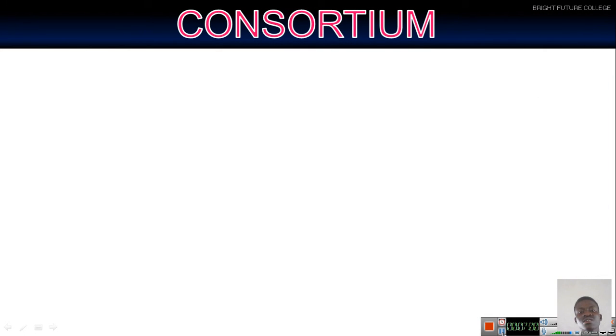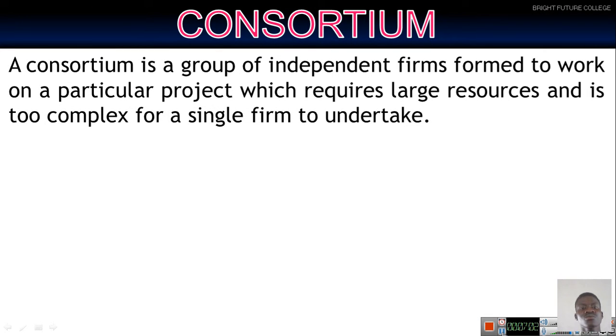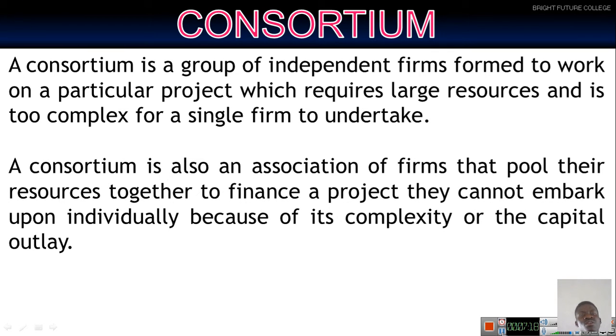Now let's look at another form of industrial combination, which is consortium. The consortium is a group of independent firms formed to work on a particular product, which requires large resources and is too complex to be undertaken by just one firm. So in that case, they will form a consortium of 2, 3, 4 companies working towards achieving a particular goal. And once that goal is done, the consortium is dissolved.